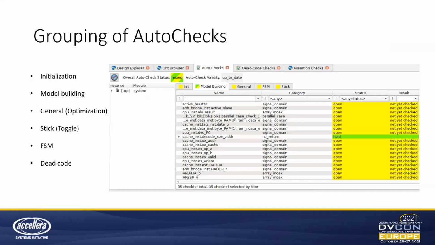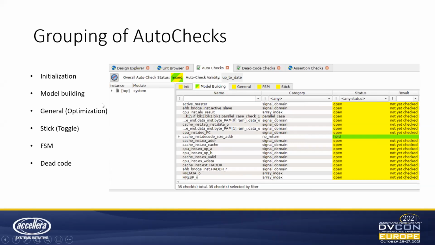So in the OneSpin tool, these types of checks are grouped. The safety checks I was talking about are grouped into a tab under model building. Mainly there is a list of checks that end up in the model building. These can be checks that, if they are failing, can trigger a simulation runtime error or a simulation synthesis mismatch issue. They are part of the model building tab.